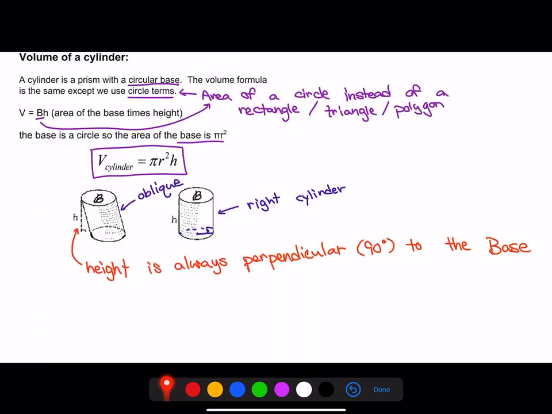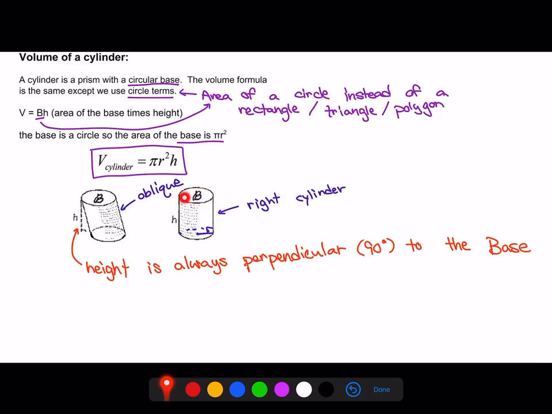All right, moving on. Volume of a cylinder. So, a cylinder is a prism with a circular base. What that means is that instead of a square or a rectangle, on top we now have a circle. The volume formula is the same, except we use circle terms. What that means is that I'm going to use the area of a circle instead of the area of a rectangle, a triangle, a polygon, any of those. We're just using the area of a circle.